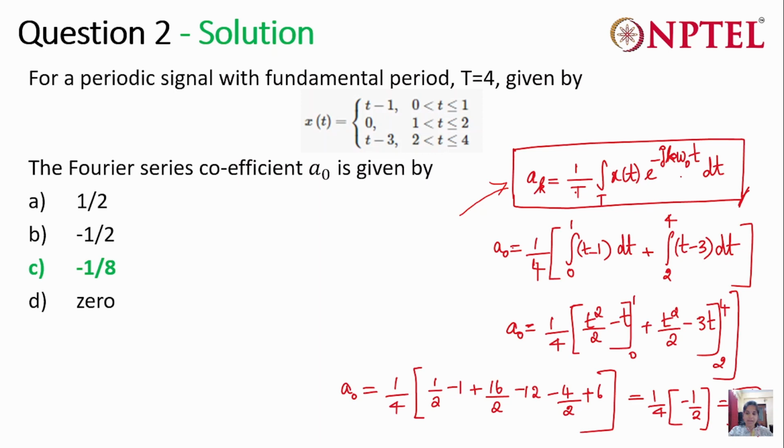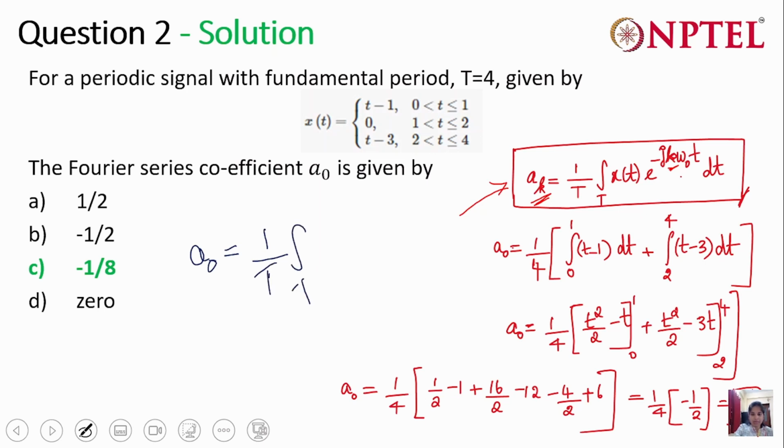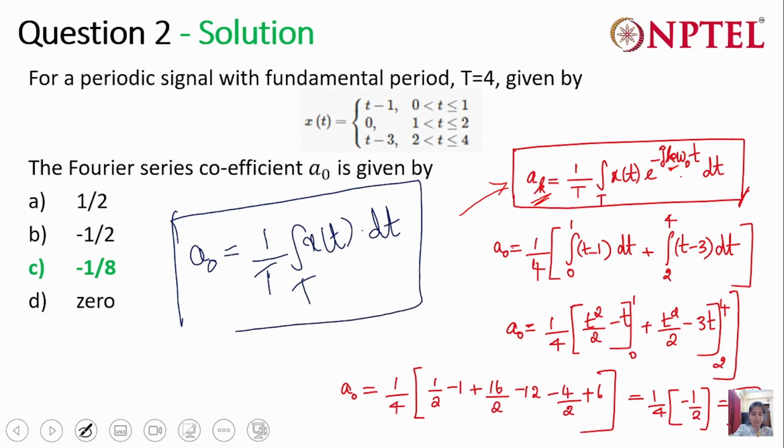So whatever ak you have to find, that k we have to substitute in this formula. So a naught, when we are finding, it's just a direct integral. If you find a naught, k is equal to 0, right? So it is 1 by T into integral over T of x of t. If you put k is equal to 0, that entire expression e power 0 goes to 1. So to find a naught, we have to just do 1 by T integral over T of x of t dt.